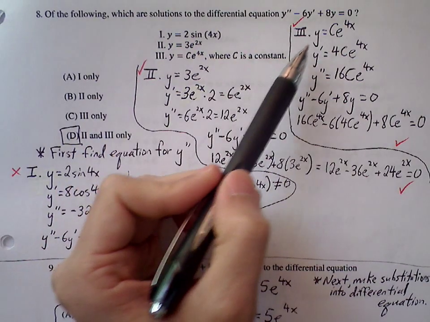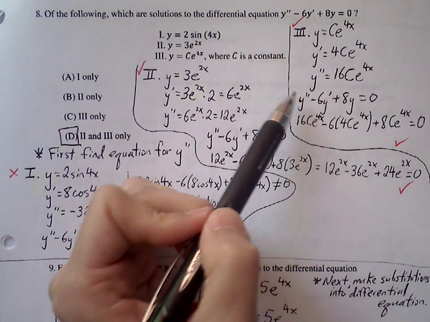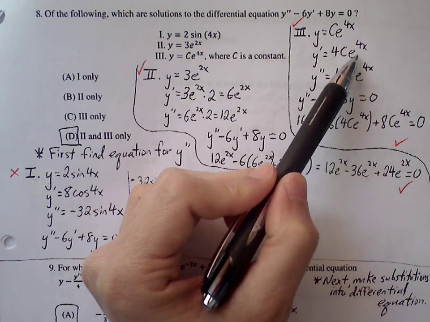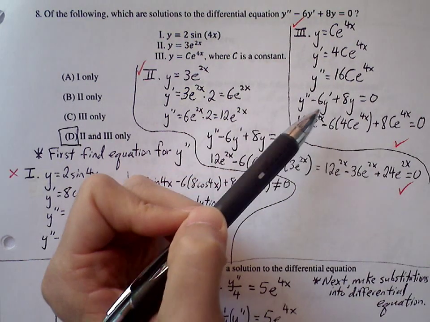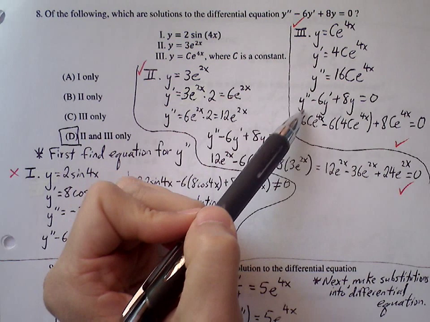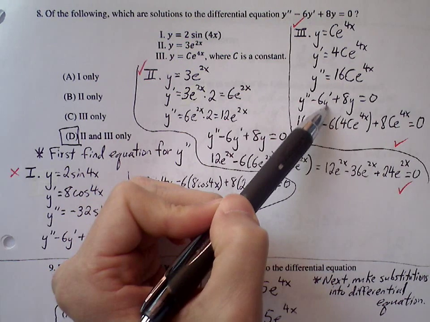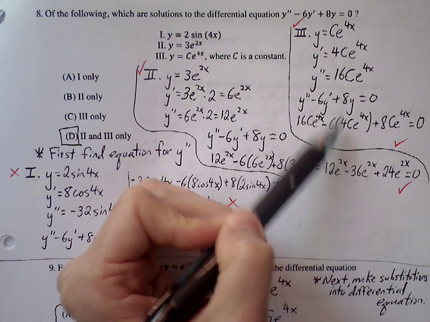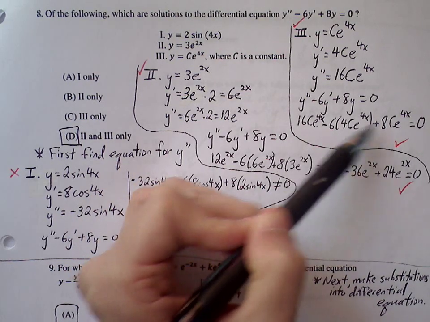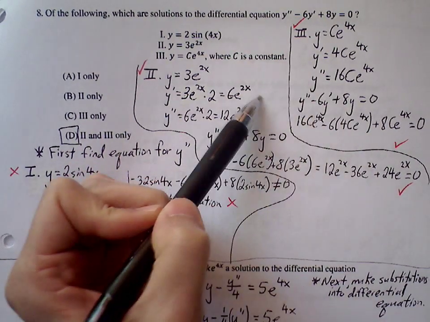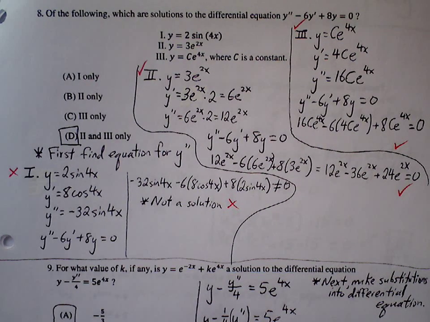Right, third option, c e to the 4x. The derivative is e to the 4x times 4 with the c in front. The derivative for e to the 4x again is e to the 4x times 4 with the 4 in front, so this becomes 16. Make our substitutions. Y double prime gets replaced with 16 ce to the 4x. Y prime gets replaced with 4 ce to the 4x. Y becomes ce to the 4x. 16 minus 24 plus 8 does go to 0, so options 2 and 3 fit, but not 1, so answer choice D.